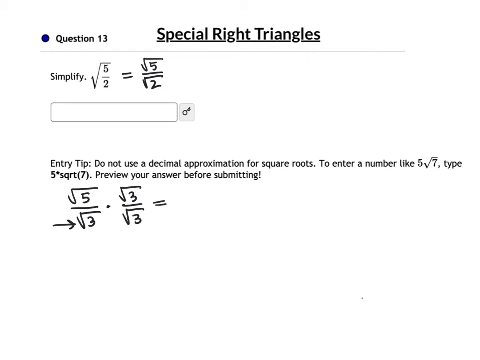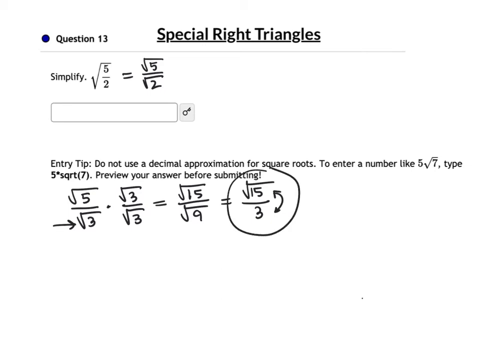Root 5 times root 3, you can multiply those because they're both roots. That's root 15. Root 3 times root 3 is root 9. This is root 15 divided by the square root of 9, which is 3. You cannot cancel root 15 and 3. Root 15 is a decimal that continues to infinity. 3 does not divide evenly into that decimal. You can divide a root by a root, just like you can multiply a root by a root. You can divide a whole number or an integer by a whole number or an integer. But don't mix them. It doesn't work.